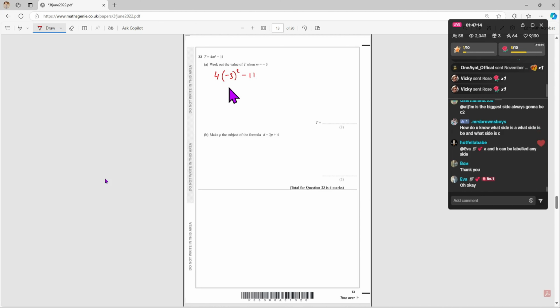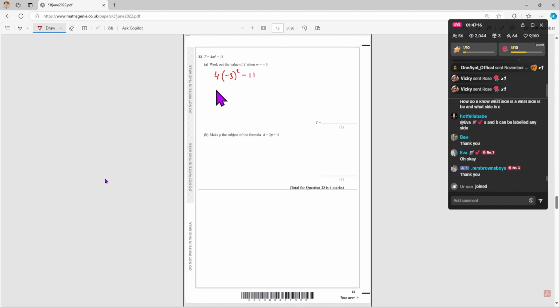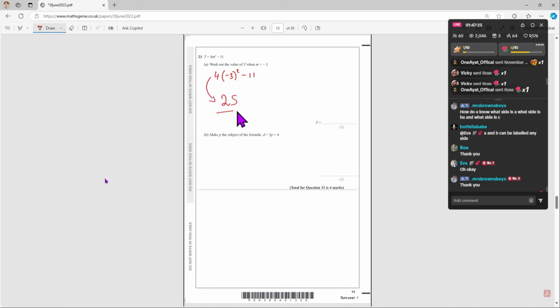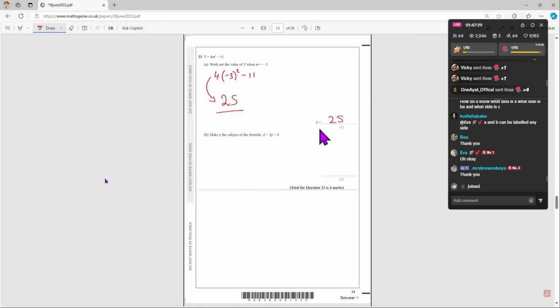So first thing you just need to do is put this into your calculator. When you put this in the calculator, you get an easy answer of 25. That's it. Done. Literally, it's that simple.